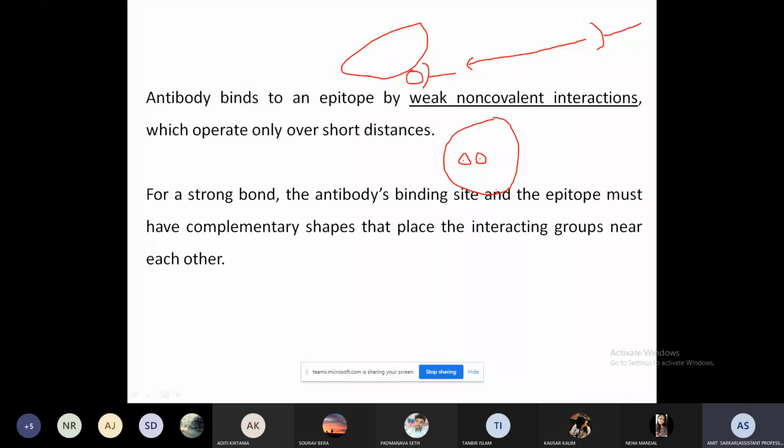We'll try to discuss this at some later point of time if we get the time. Then only can you expect that these two will react with each other, because they're in very close proximity. But if you make this well far away in the plate, like here, you cannot expect to see a very good interaction between them, because the interaction between epitopes and antibodies is weak and non-covalent. That's why they operate only over a short distance.